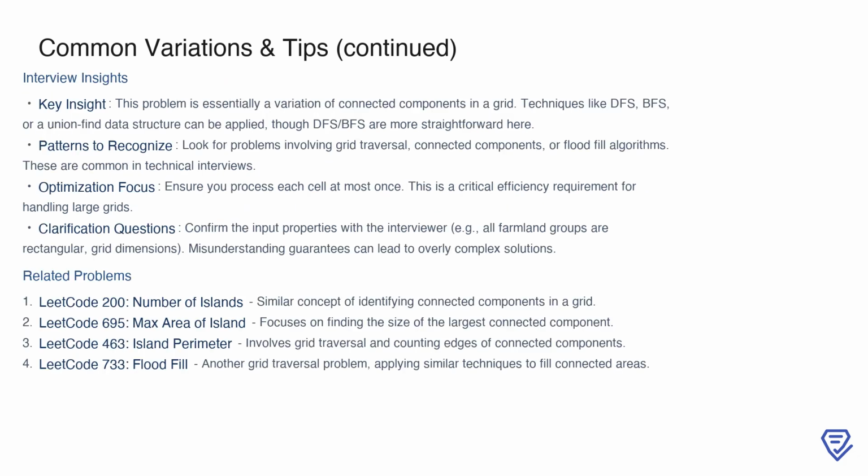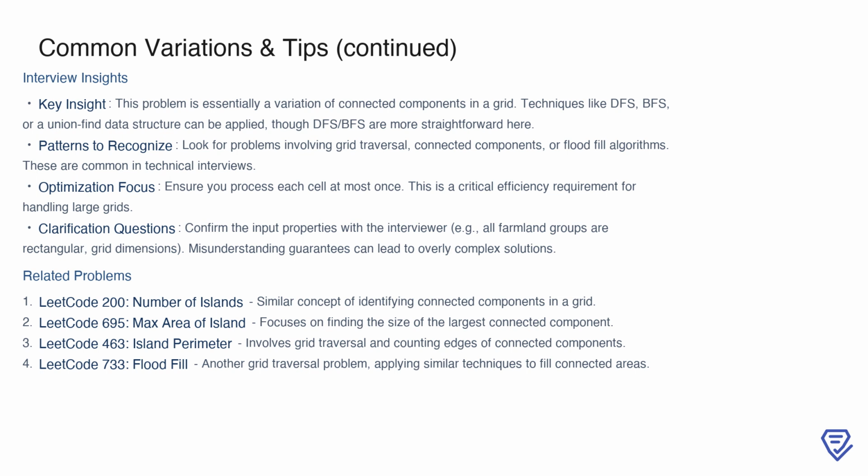This problem is fundamentally a connected components problem in a grid, which means techniques like depth-first search, breadth-first search, or even union find can be applied. Of these, DFS and BFS are more straightforward for this problem. It's helpful to recognize patterns in grid traversal problems, as they frequently appear in interviews. Problems involving connected components, like flood fill or island detection, share many similarities with this one. A key optimization focus here is ensuring each cell is processed only once. For large grids, this is critical to keeping the algorithm efficient.